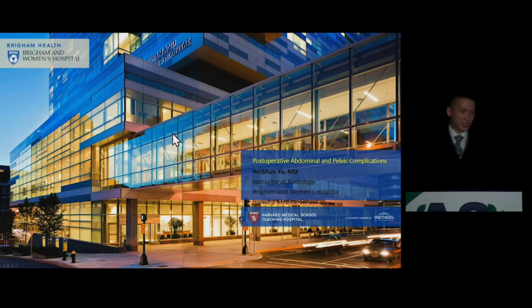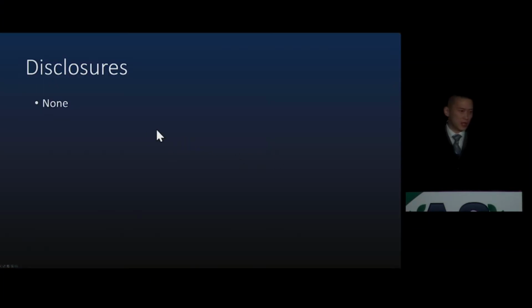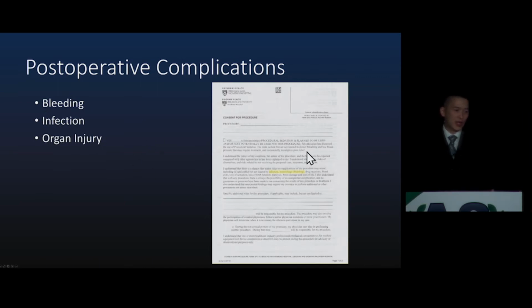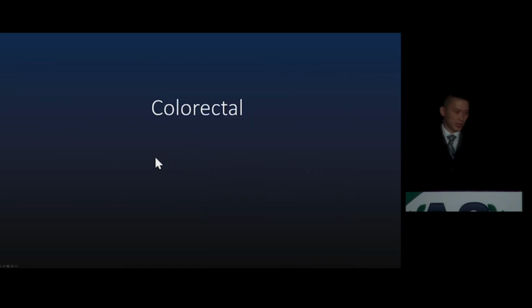So I'm going to talk about postoperative abdominal and pelvic complications. While this is not a comprehensive talk covering all complications, I will cover some of the more common ones. If I were to summarize the entire talk, I would say all complications involve bleeding, infection, and organ injury. We'll talk about some other surgery-specific complications.